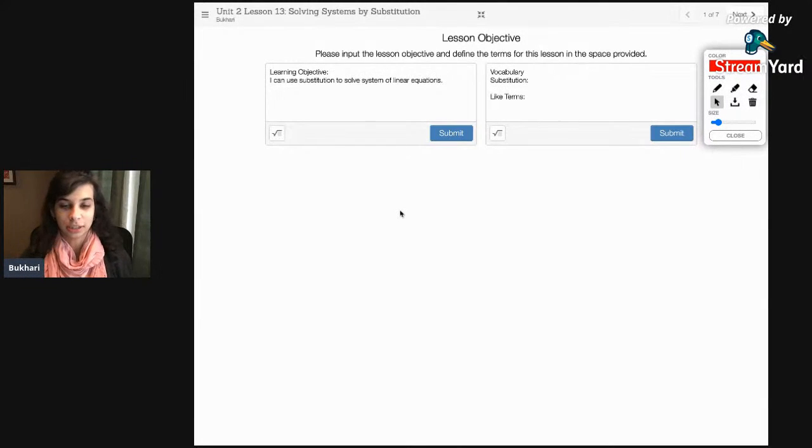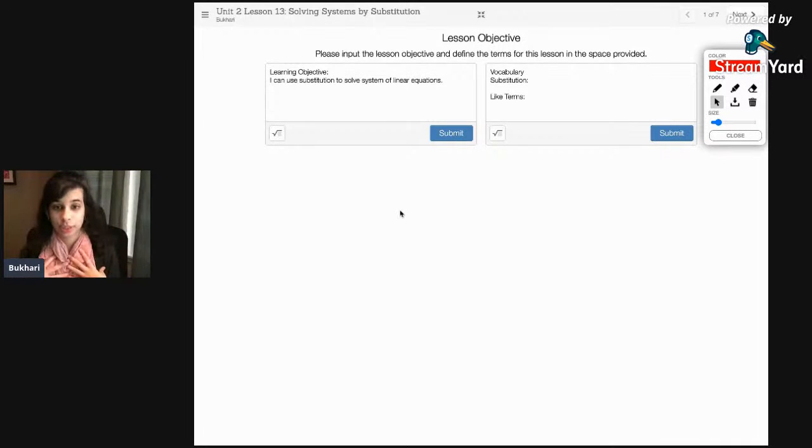Alrighty, lesson 13. We are continuing our unit 2 journey, now talking about systems of linear equations. We talked about what systems of linear equations were last lesson and how to find them using graphs. Today we are going to talk about one algebraic way of solving systems of linear equations.